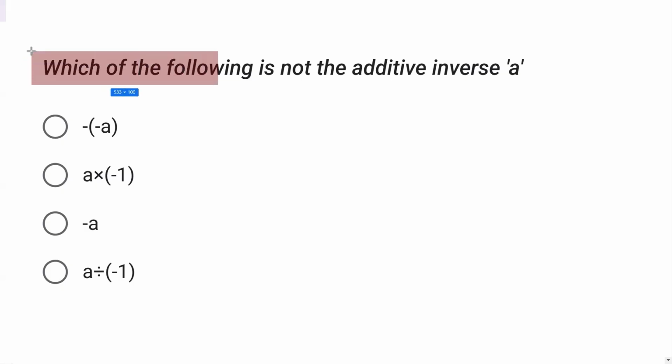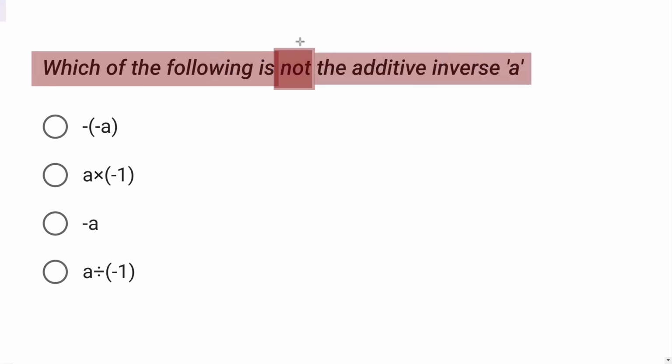Well, this question says, which of the following is not the additive inverse of A, right? You have to keep that in mind. So what is the additive inverse of A? First of all, we should know that the additive inverse of a number is the same number with the opposite sign, right? Now, before we judge the answer, let's first simplify them.